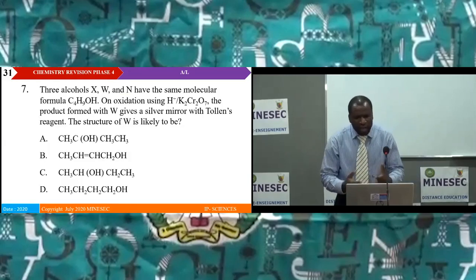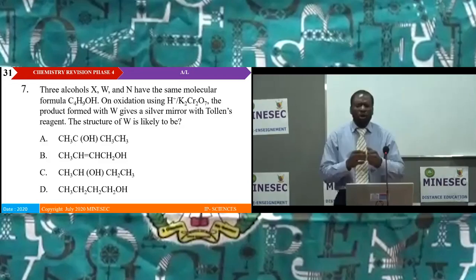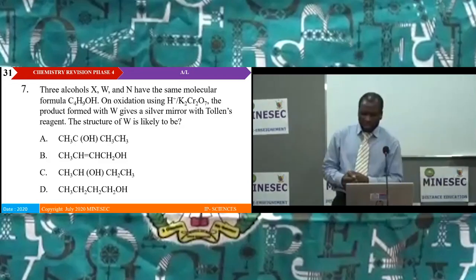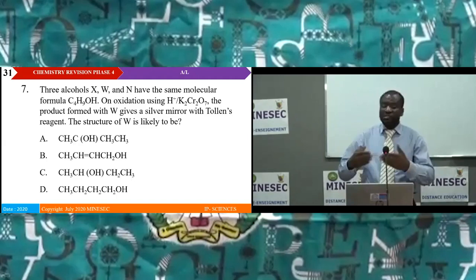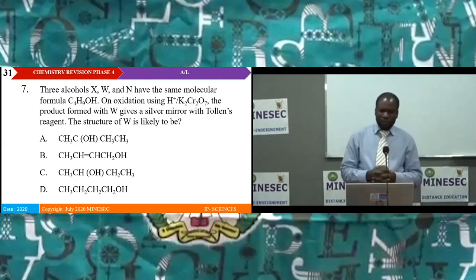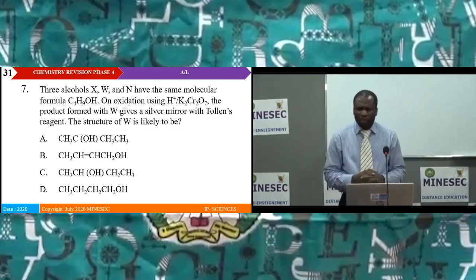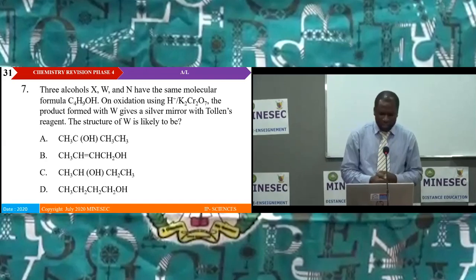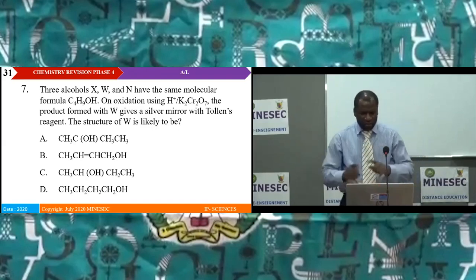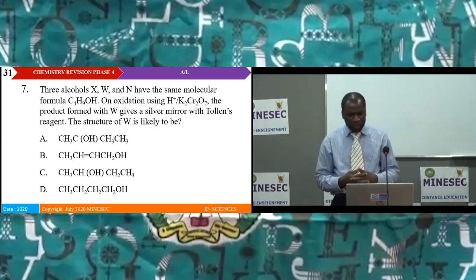7. 3 alcohols, W, X, and Y, have the same molecular formula, C4H9OH. On oxidation using acidified potassium dichromate, the product formed with W gives a silver mirror with Tollens reagent. The structure of W is likely to be A, CH3COH, CH3CH3. B, CH3CH, double bond CH, CH2OH. C, CH3CH(OH)CH2CH3. D, CH3CH2CH2CH2OH.